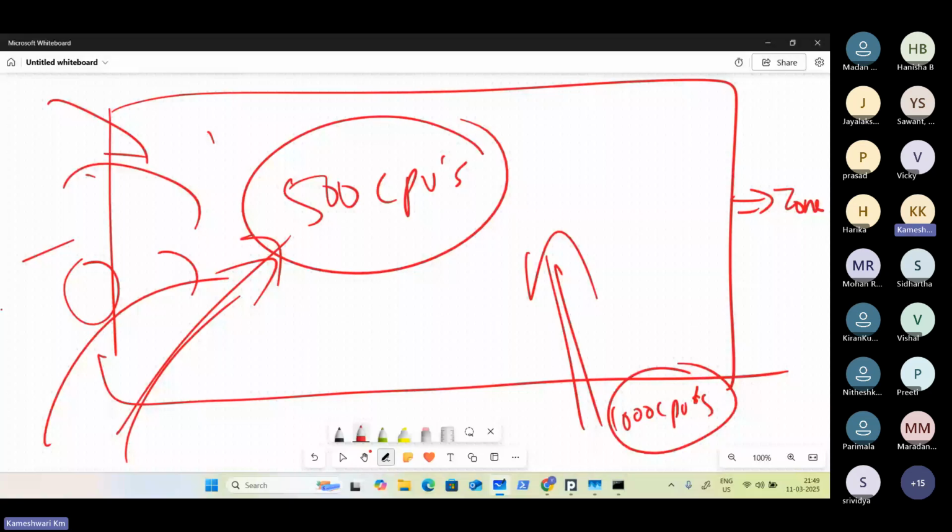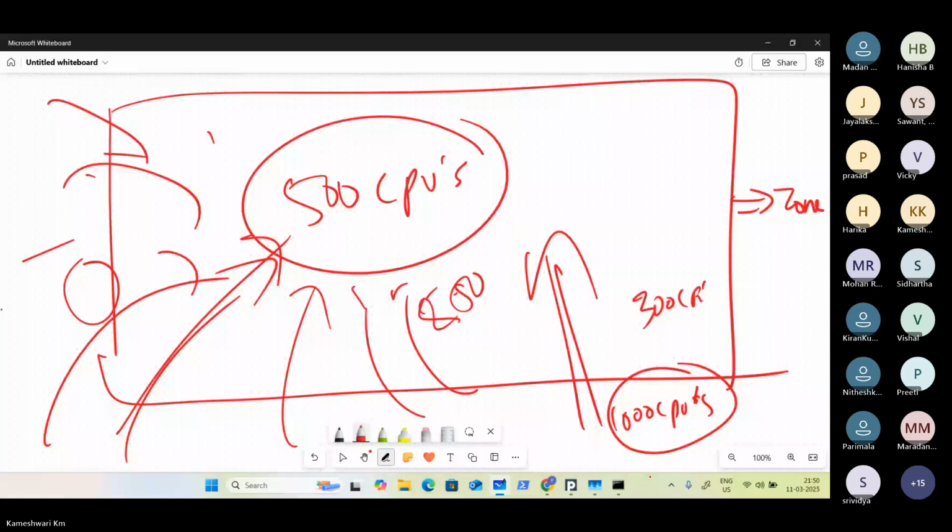Let's say 50 people have already rented CPUs, and they have gone up to 250 CPUs. Now if I want 300 CPUs, will I get them? No, I will not get them. I can go maximum 250, because 250 is already being utilized. So this limit is there in the cloud also.